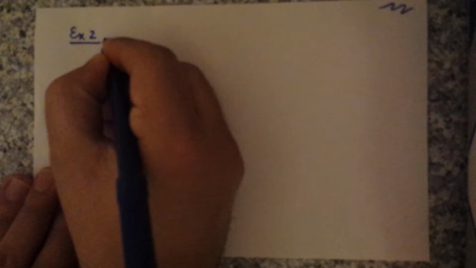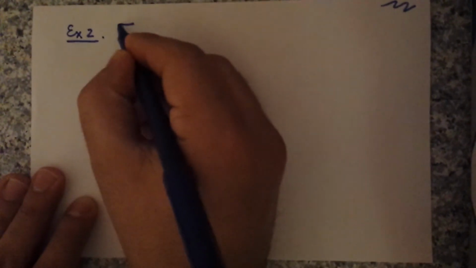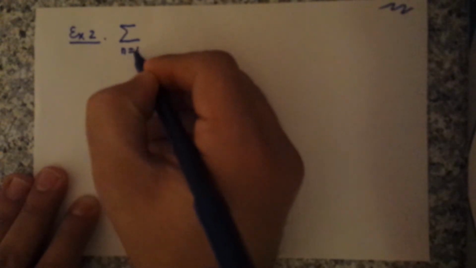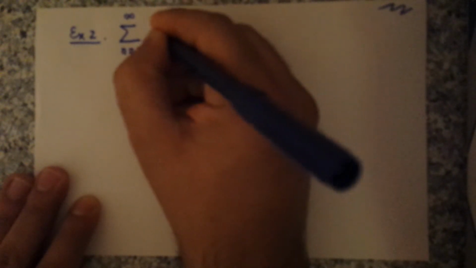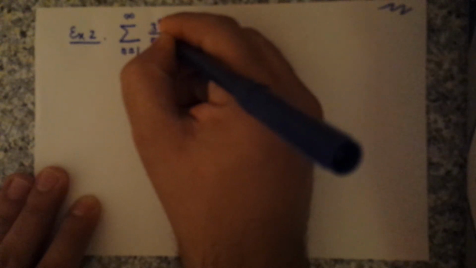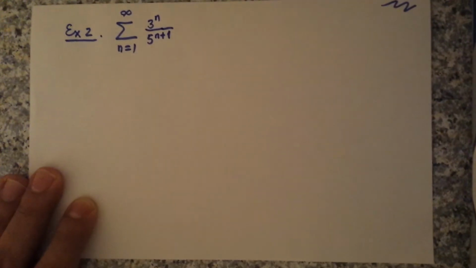This is example 2. Again, the same type of problem. Find the sum if it exists. So this is the sum, n starts from 1 and goes up to infinity, and it's just 3 to the n over 5 to the power n plus 1. So this is the given problem.